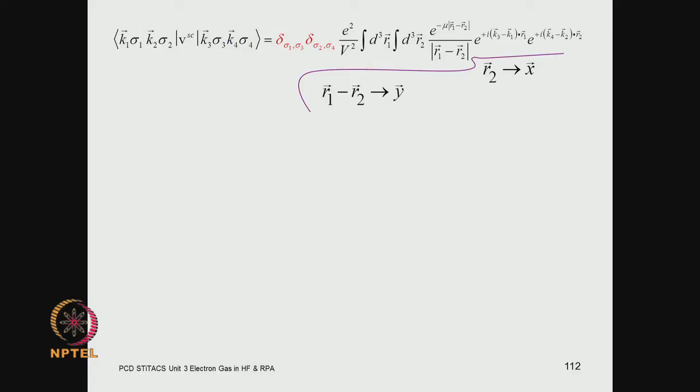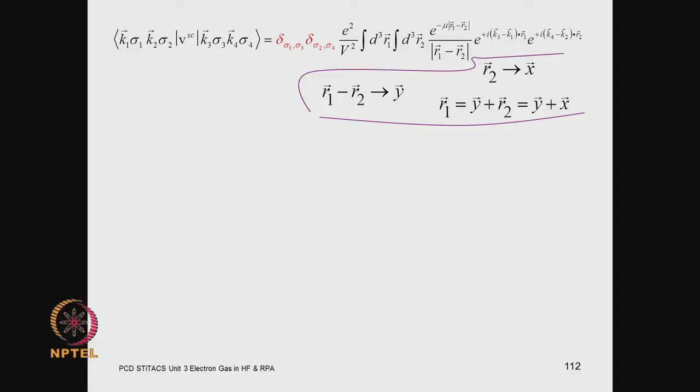Okay. Now, we will do a little bit of variable change. Instead of R2 and R1, we will use X and Y. So, X will stand for R2 and Y will not stand for R2, but Y will stand for the difference between R1 and R2. Okay? What it does to R1 is it expresses R1 as Y plus R2, which is Y plus X.